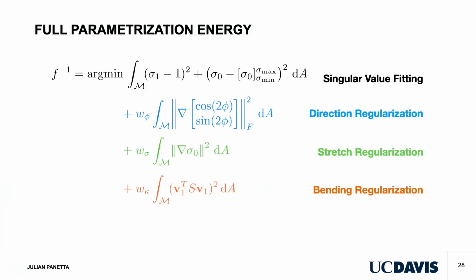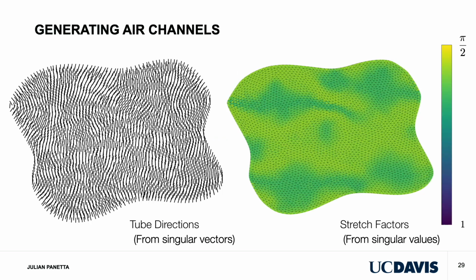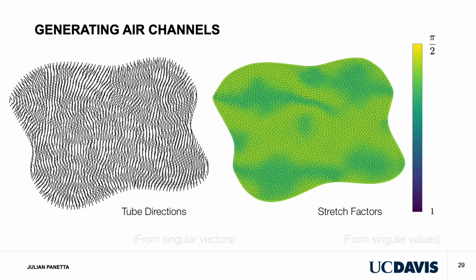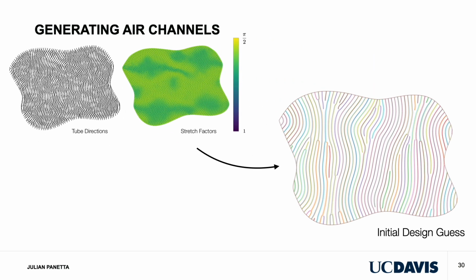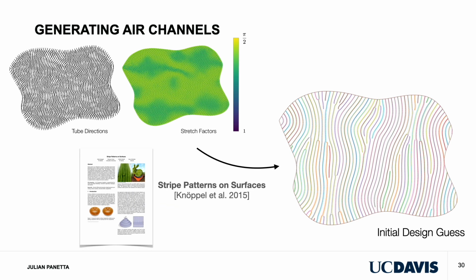Our full parametrization energy accounting for both intrinsic and extrinsic curvature of the target surface is given here. We optimize this energy with Newton's method and discuss our strategies for initialization and coping with the energy's non-convexity in our paper. The fields of singular values and singular vectors from our parametrization tell us the desired fusing curve orientation and width at each point on the flattened sheet. We draw roughly evenly spaced fusing curves that align with the tube direction field and adjust the wall widths according to the stretch factors. For this, we adapted Keenan-Crane's stripe patterns code.